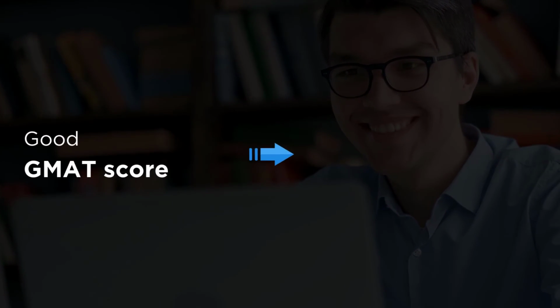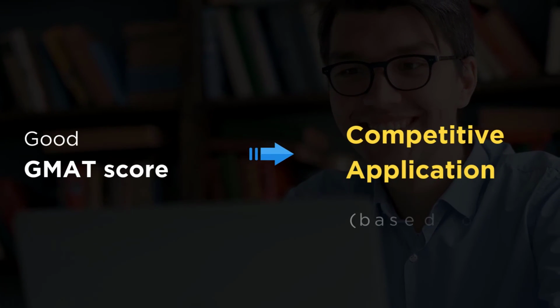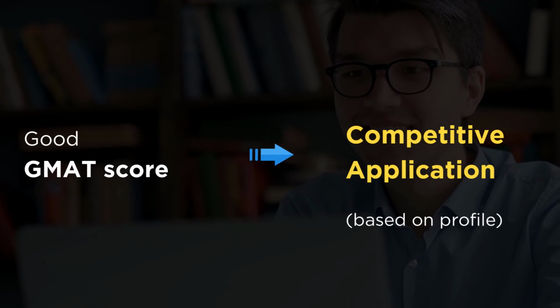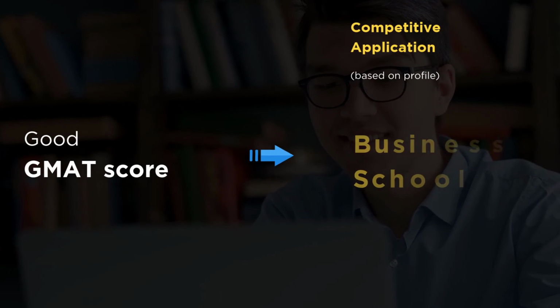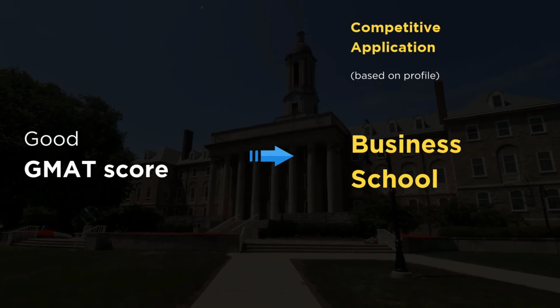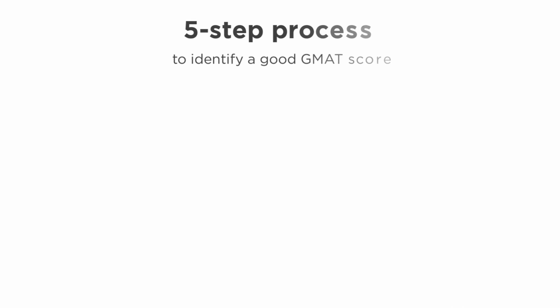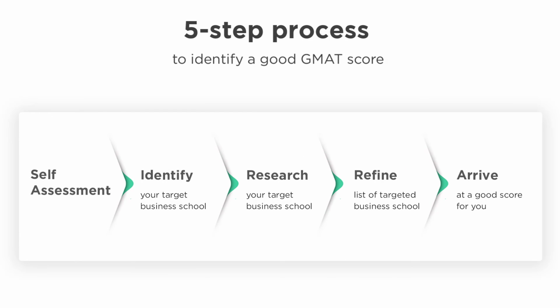A good score is the one which will make your application competitive based on your profile in your applicant pool. Also, the answer to this question depends on which business school you are targeting. Our experts have laid down a 5-step process to identify a good GMAT score for you. Check out the link in the description to know in detail.